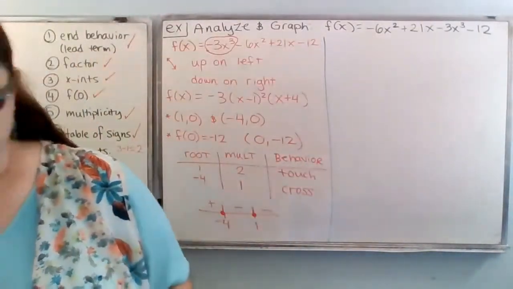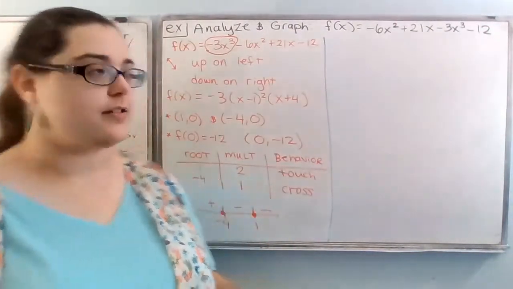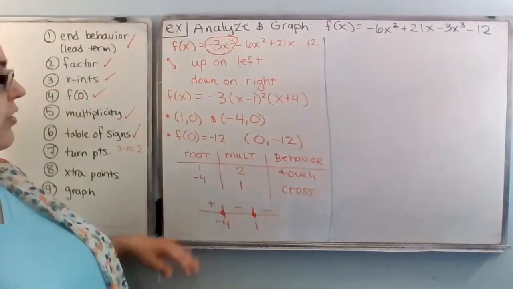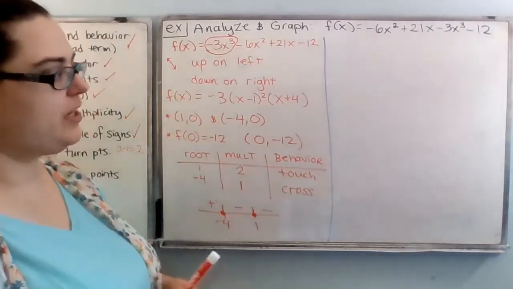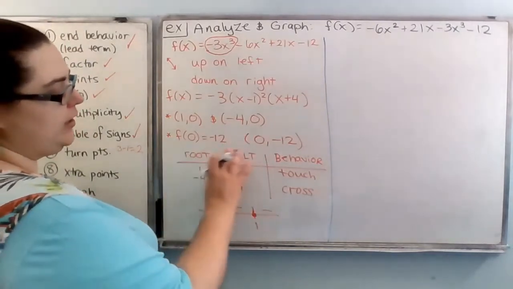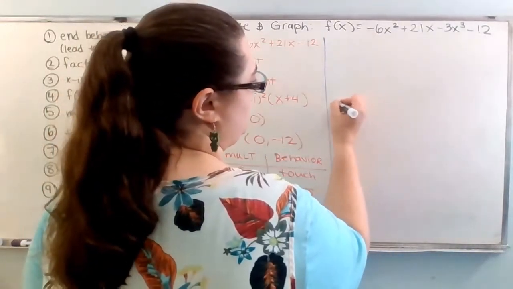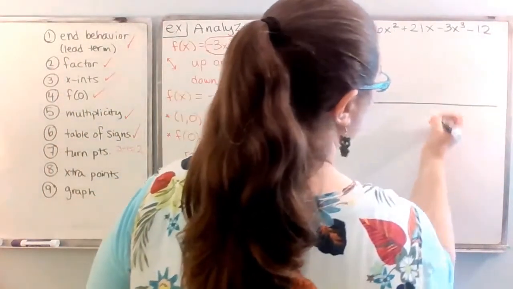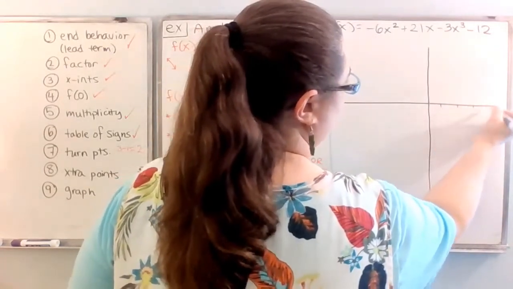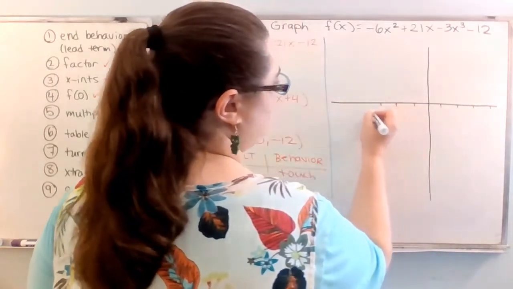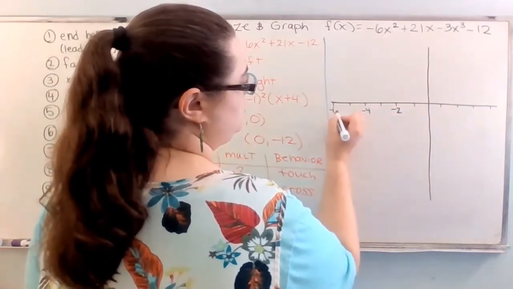Okay, so we know our x-intercepts, so that helps us identify a scale for our x-axis. We know that we have to go down at least to -4 and up to at least 1, so I'm going to go a couple spaces beyond that. And from the y-intercept, we know we have to go down to at least -12. So I'm going to set something up like this. Remember to label your scale.